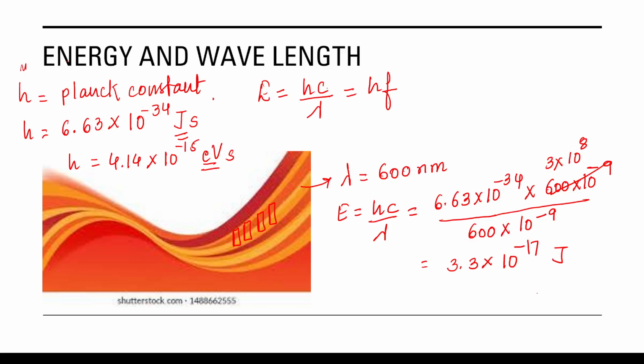But how many photons would the orange color have? The number of photons depends on whether your orange color is very bright or a dull orange. That depends on the intensity of the orange light. So remember, the energy of a photon depends on wavelength or frequency.